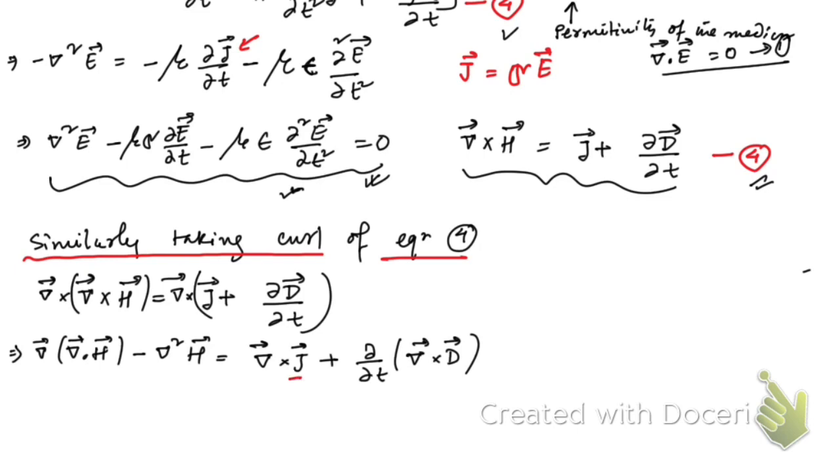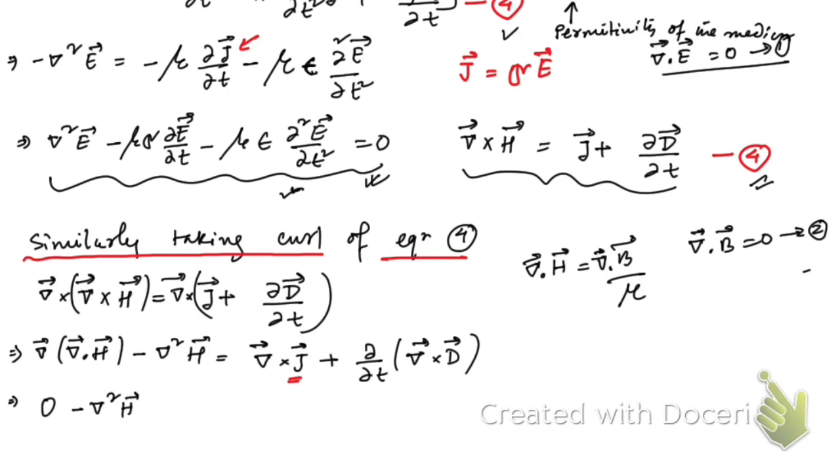So similarly here we can replace the J, okay, and here again you can see that H is nothing but B by mu, and if you take del dot H and del dot B, in the second equation we have got del dot B is equal to 0 in Maxwell's second equation. This is equation number 2, so that's why this part is gonna be equal to 0, right? This part is gonna be equal to 0, minus del square H vector here.